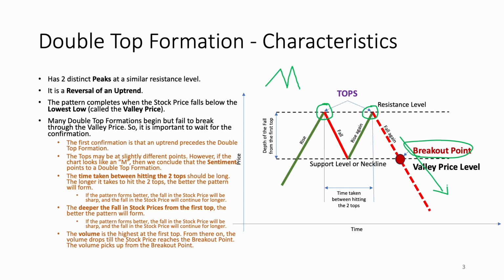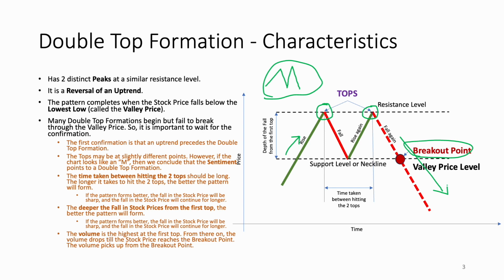Now, double top formation is very frequent, but many times a double top formation actually doesn't happen. So we need to be careful and wait for confirmation before we conclude that a double top formation is taking place. The first confirmation is that the double top formation always starts with an uptrend. So this is the start of a double top, where the trend starts with the uptrend. And like I mentioned before, the shape of the pattern is an M, as you will see.